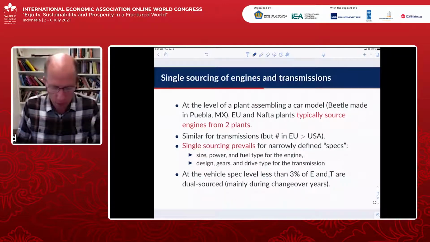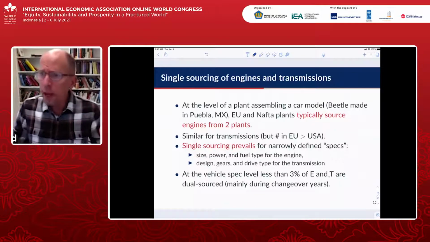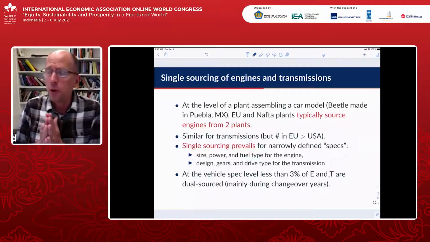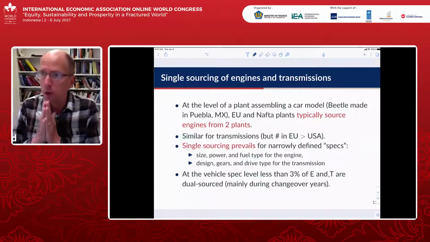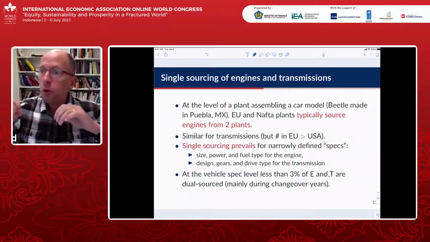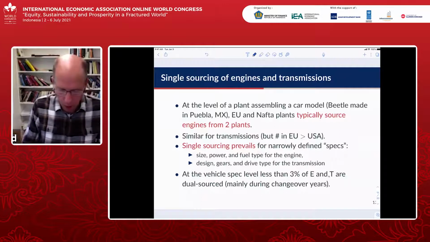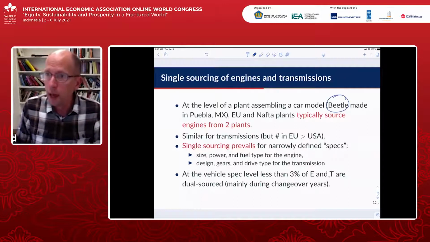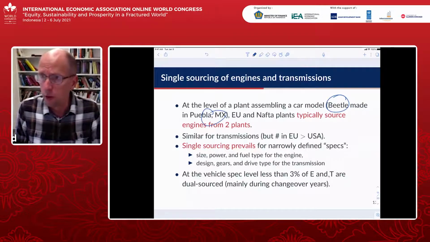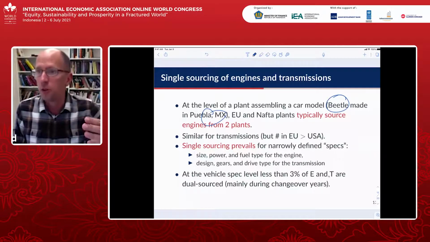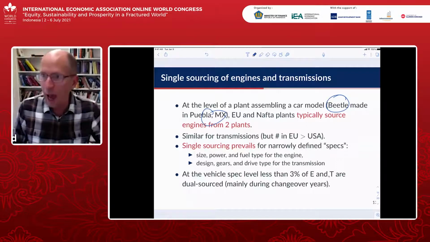All right, so second fact that I think is really interesting, because you often don't have the level of product specification detail that we have to document this fact, which is that if you go to very deep detail, there's single sourcing. Now, if you don't go to deep detail, if you just talk about, say, a Beetle made in Mexico, it will typically source engines from two different factories, and it will typically source transmissions from two different factories. But it turns out, if you look closely at those engines and closely at those transmissions, they're different engines. One's a manual, the other's an automatic. One's a gas, the other's a diesel.